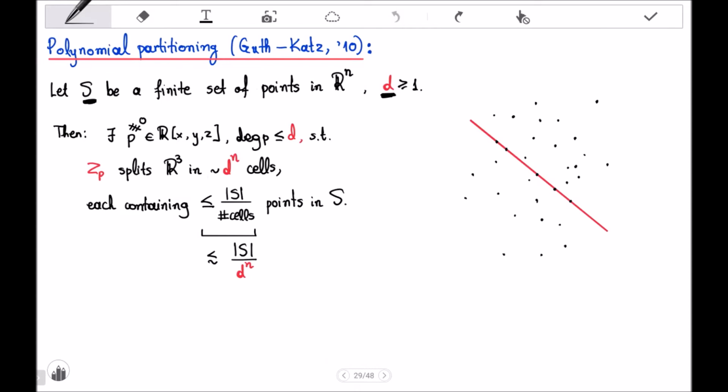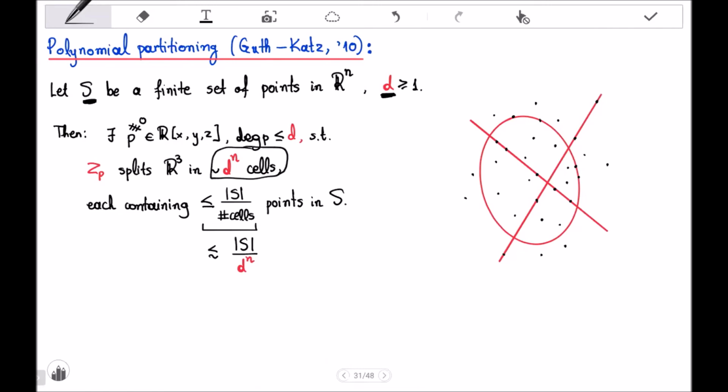And now you have 2 sets, and you bisect both at the same time with a polynomial of very low degree. You can do that, we'll see that. And now you have 4 cells, each containing at most its fair share of points. And now you again have 4 sets. You bisect all of them with a zero set of a low degree polynomial simultaneously. And now you have 8 cells, each containing at most the average number of points, and so on. You stop when the number of cells becomes what you wanted from the beginning.